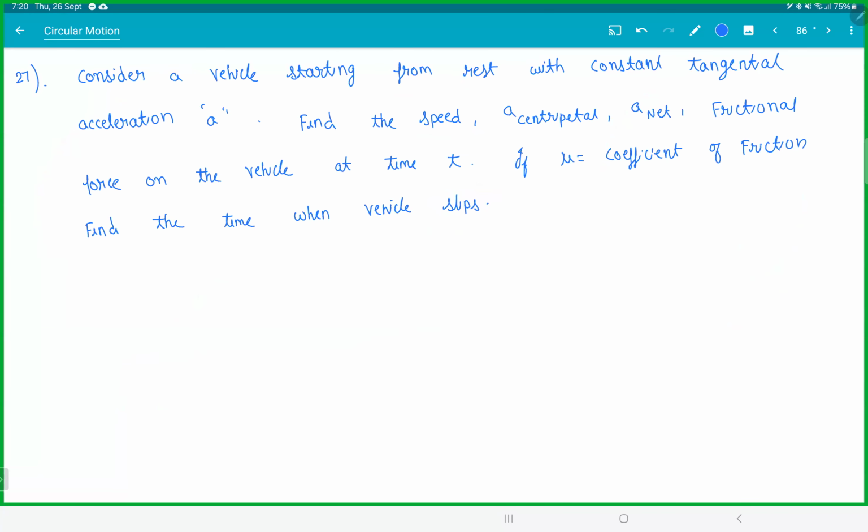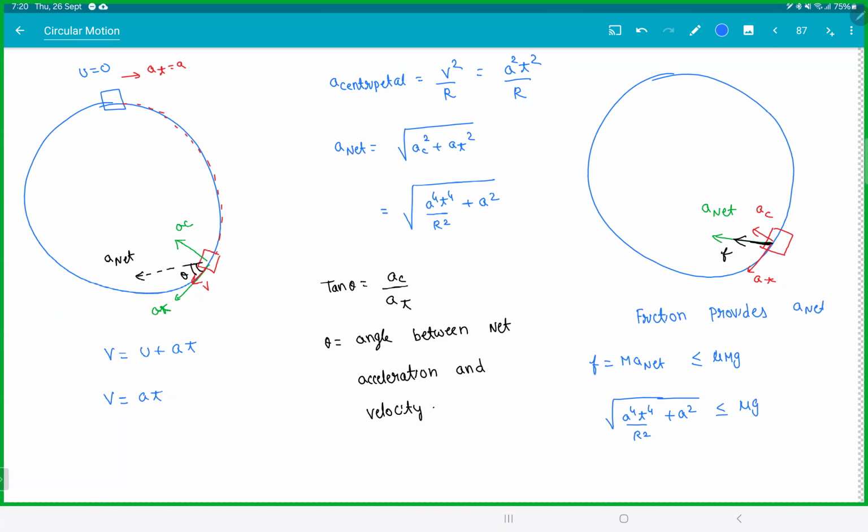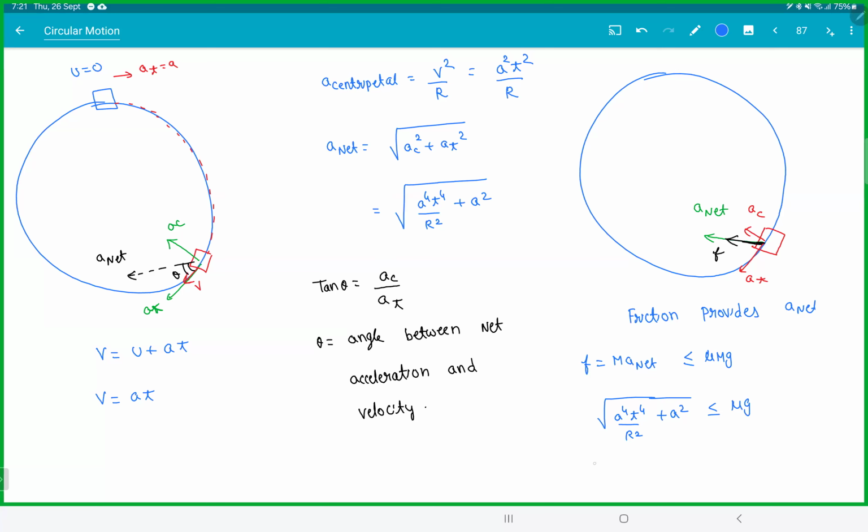Now the second part, he's saying at what time will it slip? And I know friction is always less than or equal to mu mg. You cannot exceed this value. M gets cancelled. So a net, which is root over a power 4 t power 4 by r square plus a square, must be less than or equal to mu g. Square it on both sides and bring t power 4 on one side. So we will end up with t is less than or equal to mu square g square minus a square r square by a power 4, whole to the power 1/4.